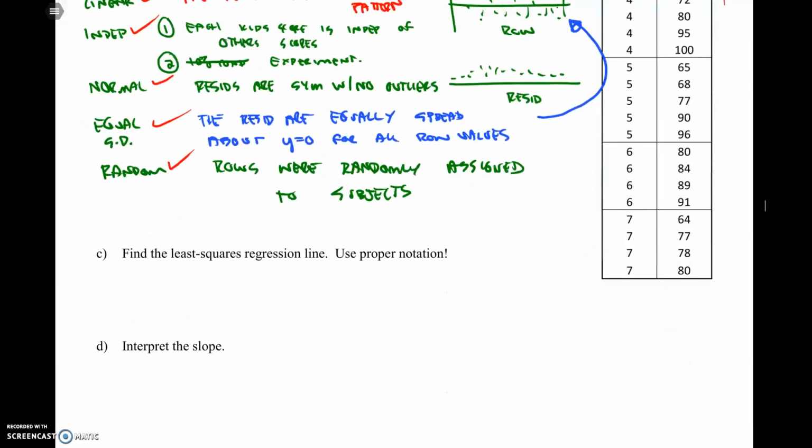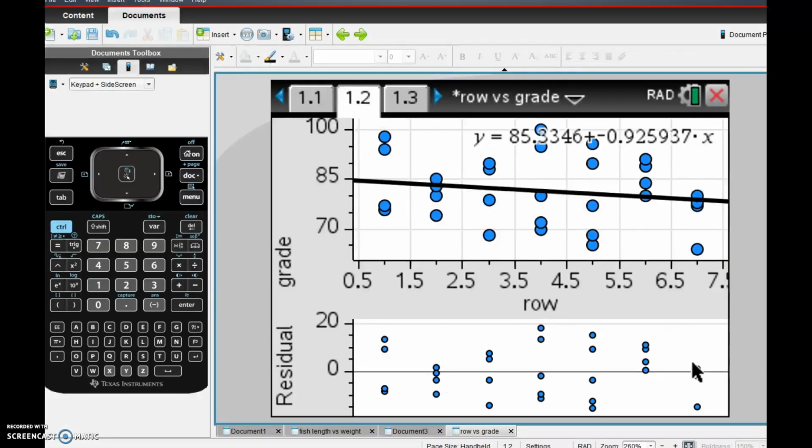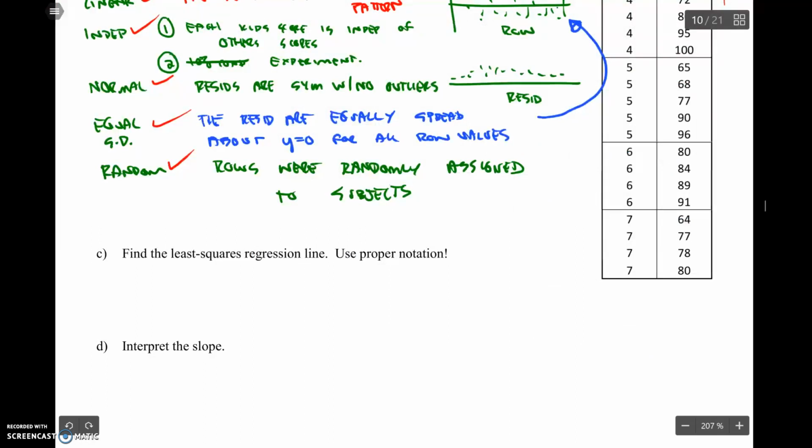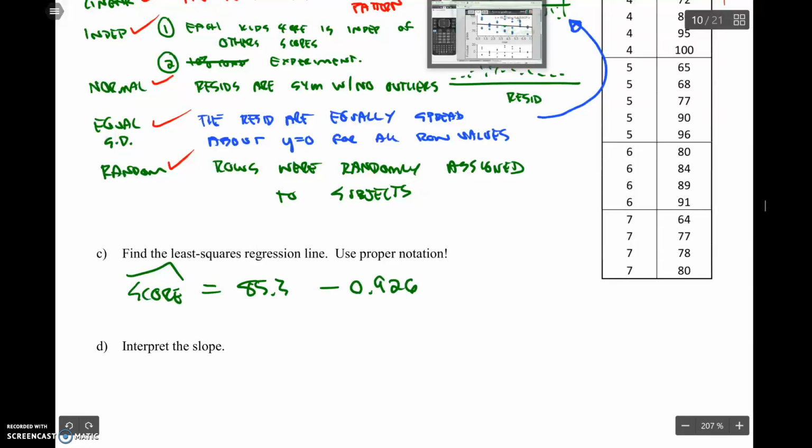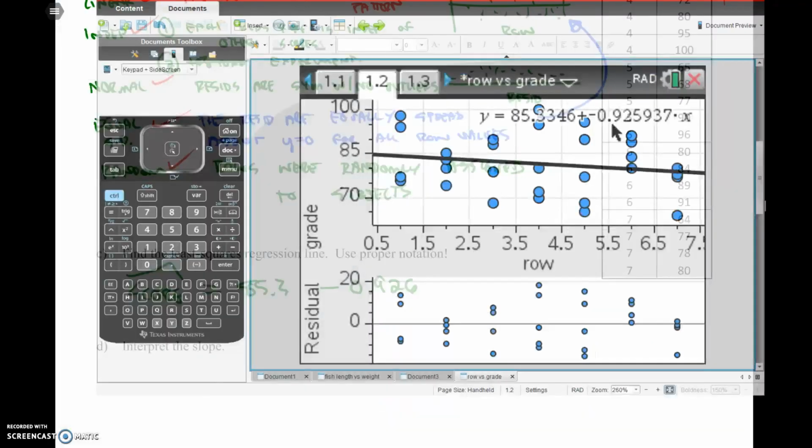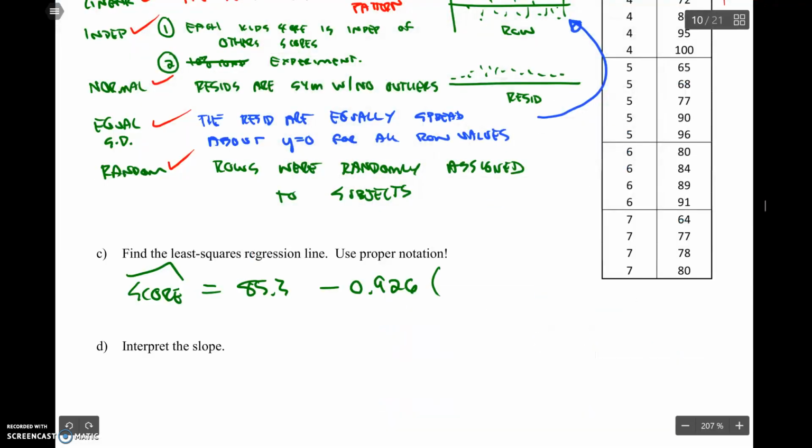Find the least squares regression line, use proper notation. So I guess I just have to copy down this 85.3, negative 0.926. So my predicted score is 85.3 minus 0.926 times your row number.